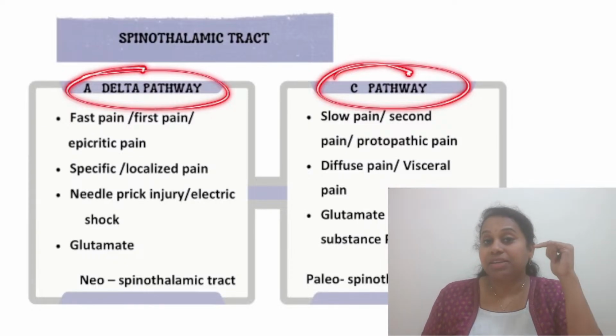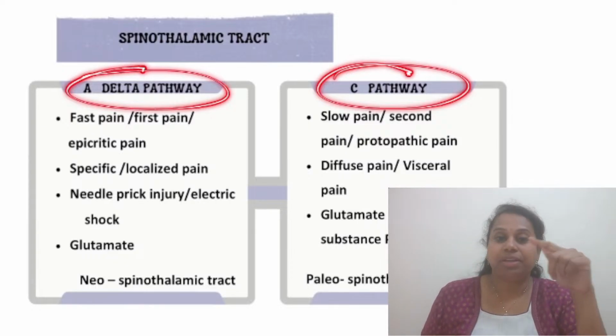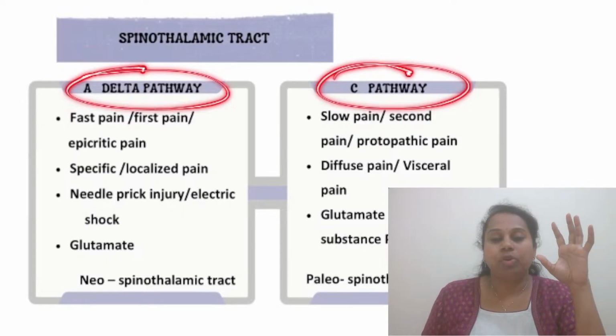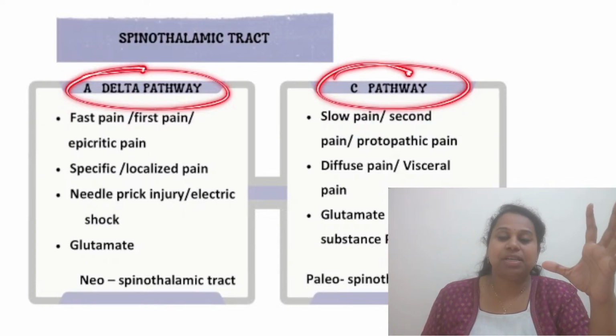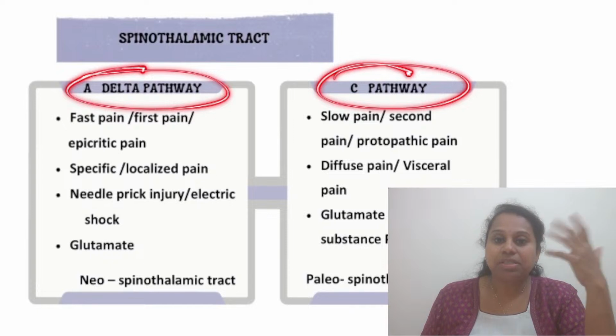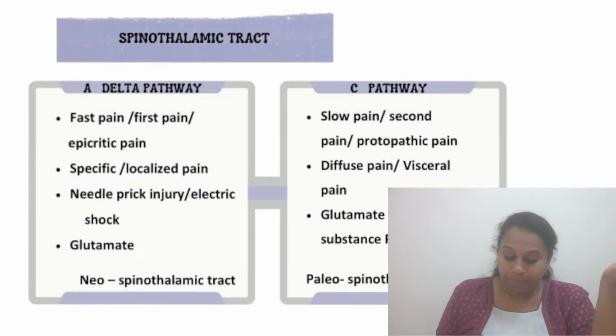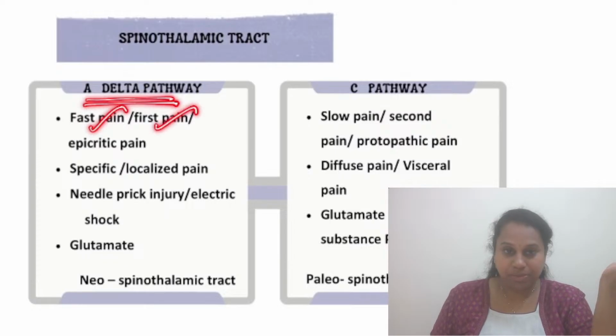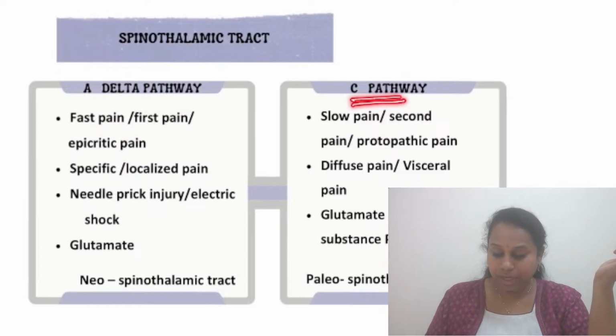A delta carries fast pain whereas C fiber carries slow pain, because the property of A delta fiber is that it's a fast fiber, C fiber is a slow fiber. So that is why the A delta pathway carries fast pain, first pain or epicritic pain, whereas C pathway carries slow pain, second pain or protopathic pain.